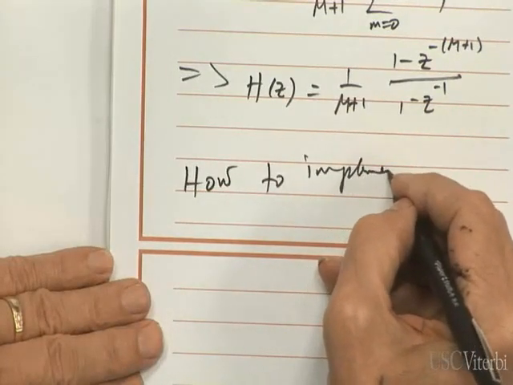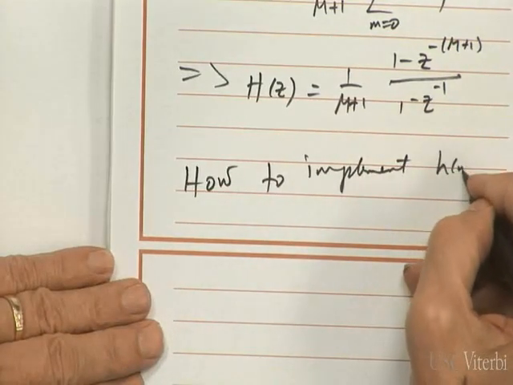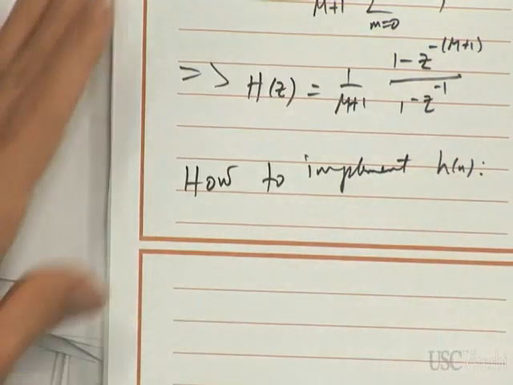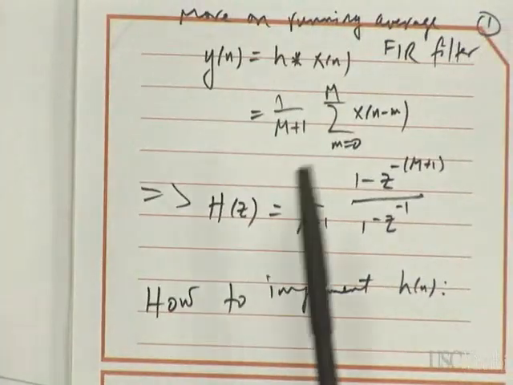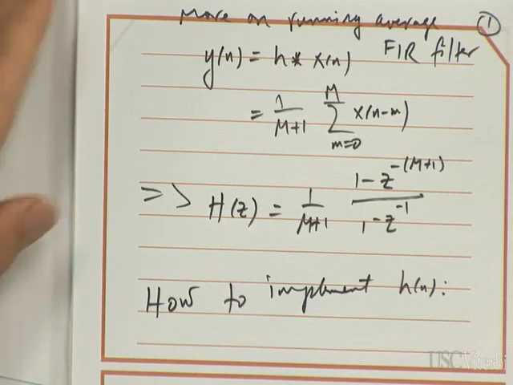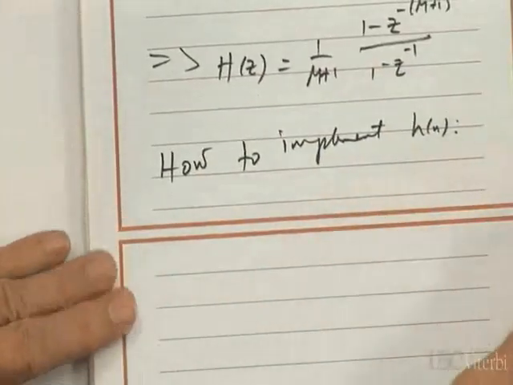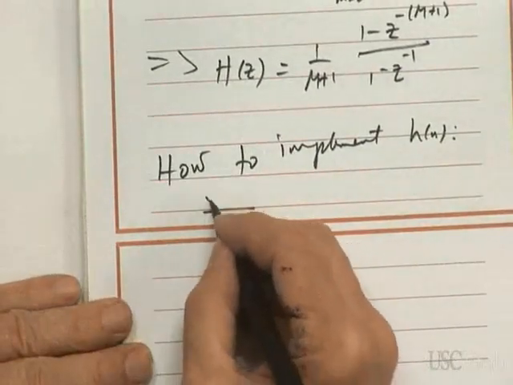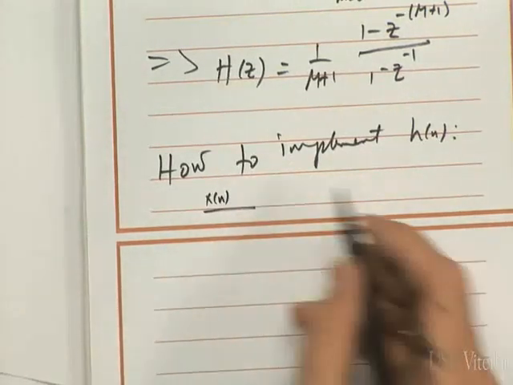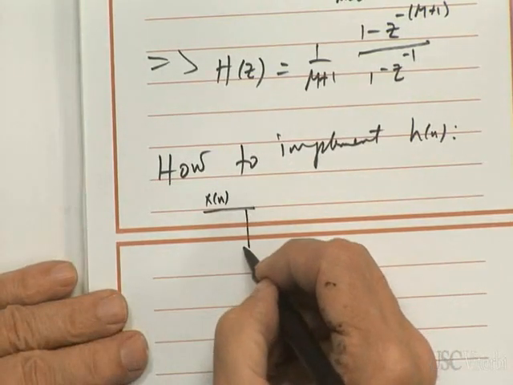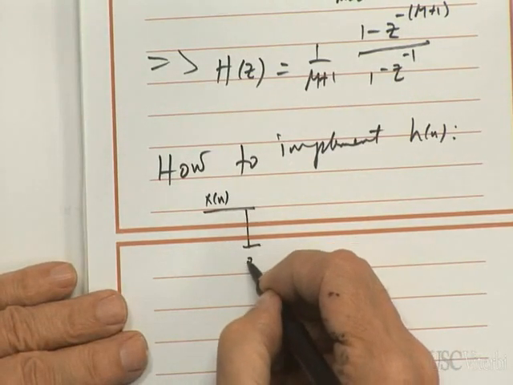h of n? Now, I've always told you, you go back to the time domain. How do we implement that? Well, here would be a way of doing it. Here comes x of n, and we are going to take that and go into a one sample delay.